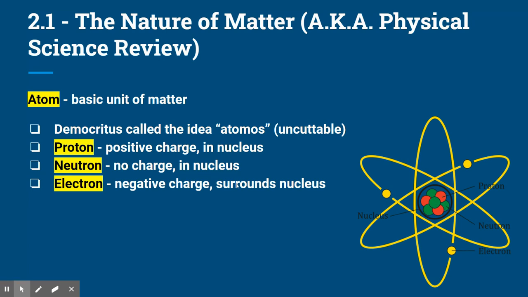Then we also have electrons. Electrons are the negatives, and they are not in the nucleus. They're actually out in the area around the nucleus called the electron cloud. Here we see an atom with 3 electrons.